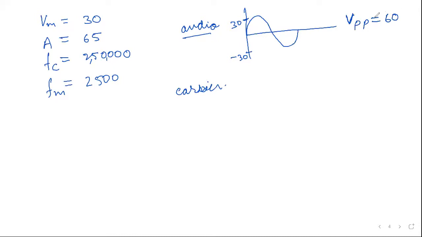If anybody asks you V peak to peak, peak to peak means from the upper peak to the lower peak. What is the total amplitude? It is 30 plus 30. So it should be 60. Okay.